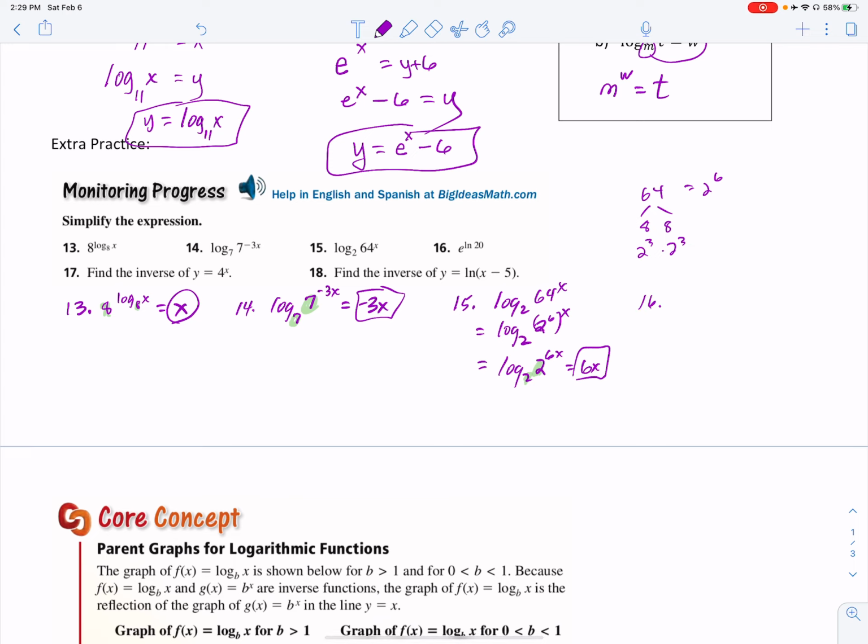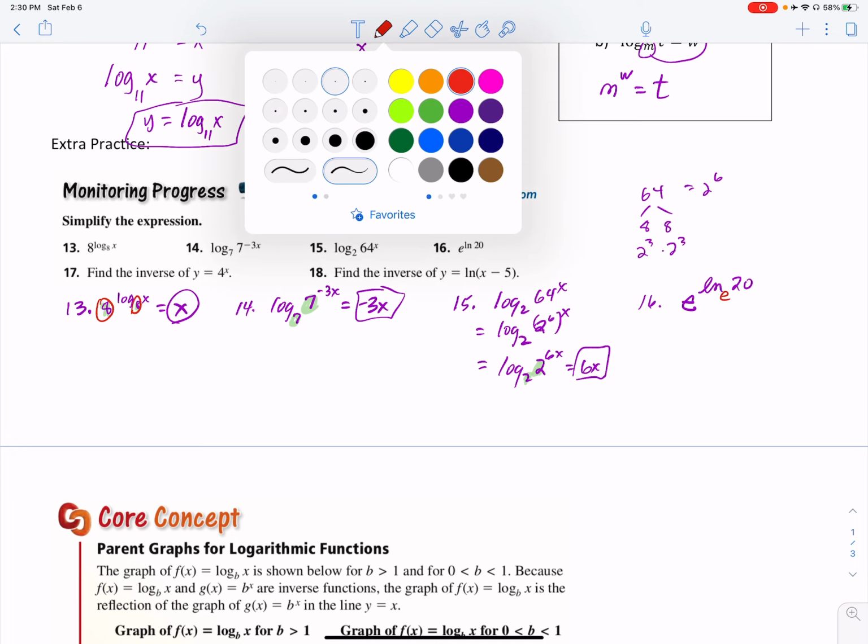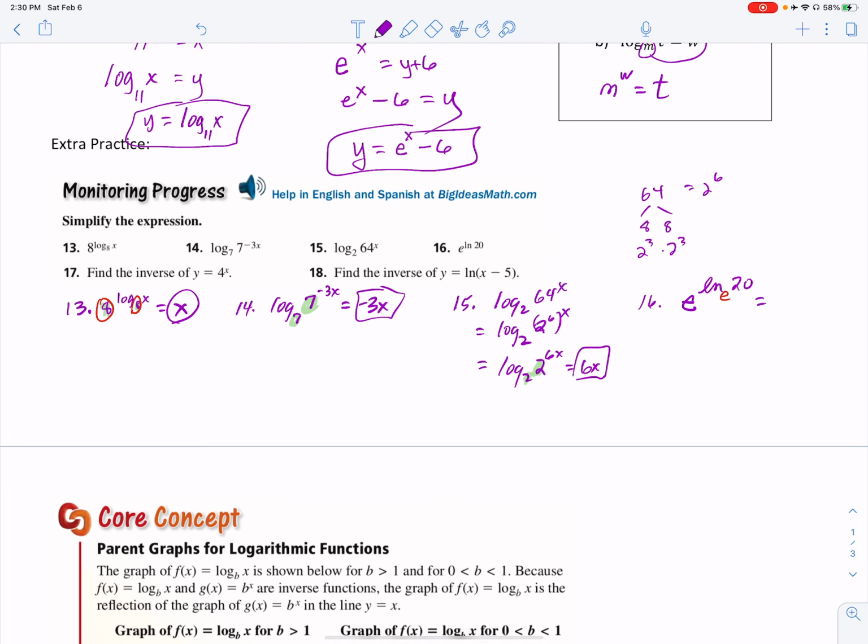On 16, it's natural log, right? It's not "in," it's ln, natural log. It is understood that this base is e. So it's like 13 where those bases are matching. And when those bases match, then your answer is just that argument of the logarithm.